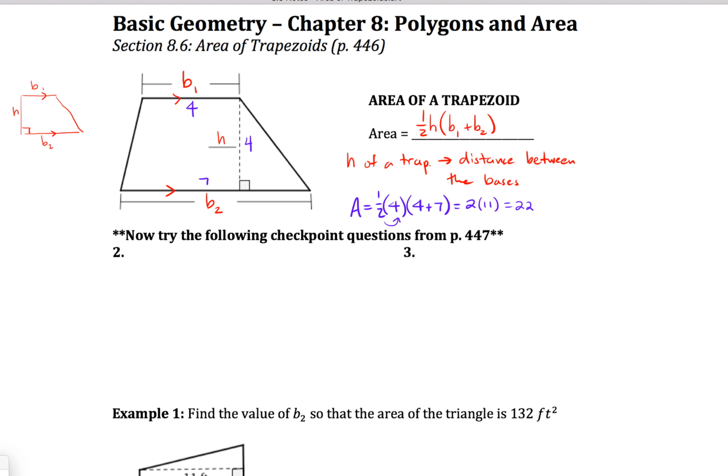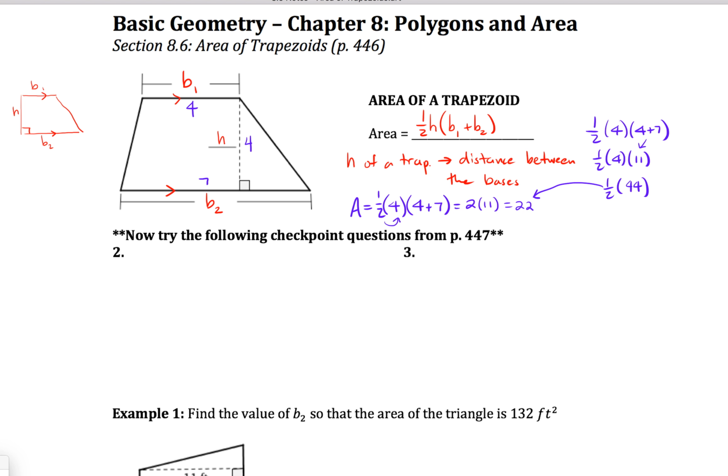Another way you could do this, I'll rewrite it over here. Half of 4 times 4 plus 7: I could say, well, I'm going to do the 4 times 11 here. I just went ahead and added the 4 plus the 7 to get to the 11. I'm going to multiply the 4 times 11 and get 44. So now I have half of 44. And half of 44, of course, is going to be 22.